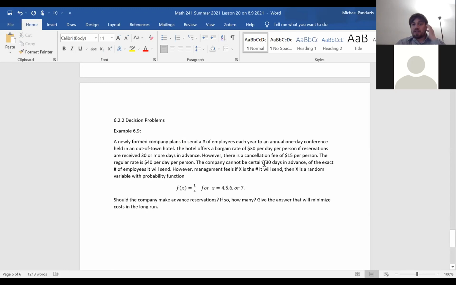If they make a reservation in advance and have to cancel it because a person doesn't show up, that's $15 per person. And if they don't make a reservation for someone and they need another room, it costs $40. So if more people come than they buy for, they have to pay a larger rate. If they reserve more tickets than they need, they have to pay a fee, right? So they want to get as close as possible to the number that will actually happen. So they want to estimate how many.